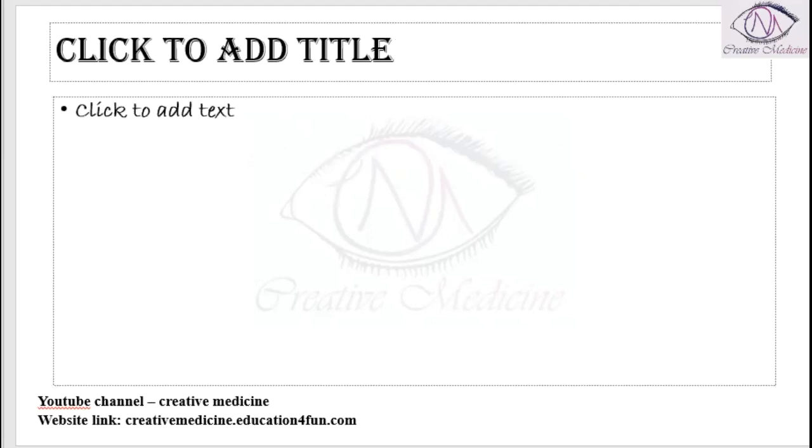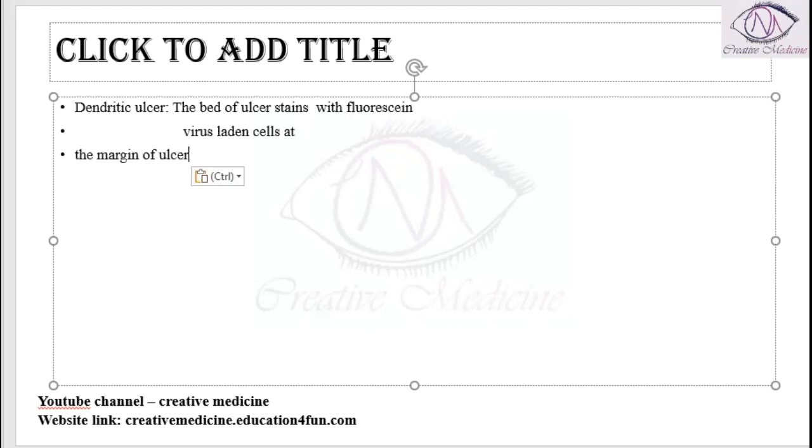Then a dendritic ulcer can be seen in the patients, and the ulcer bed of the dendritic ulcer can be stained with a fluorescent stain, whereas the margin of the ulcer has virus-laden cells and is stained by the rose bengal stain.